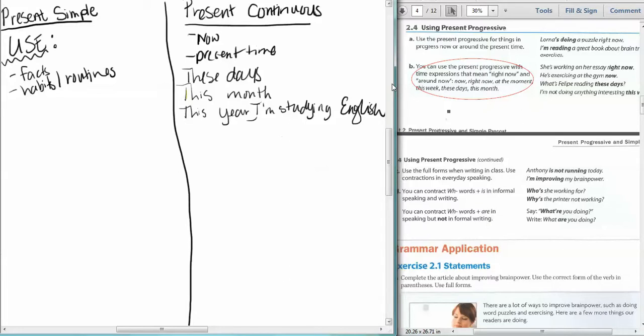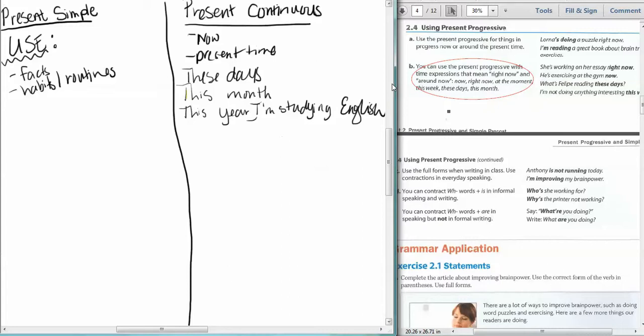Again, present time doesn't mean right now. It just means present time. It could be this year, these days, this month. It could be now and into the future. It could also include the past. Remember that.